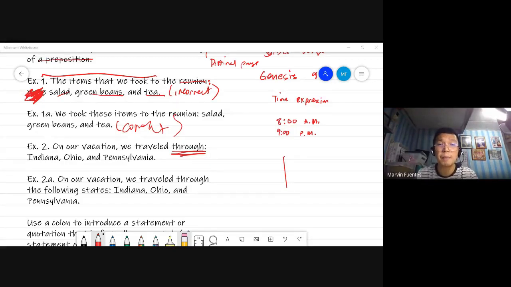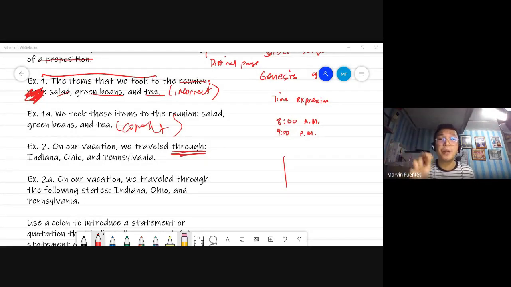Okay? What sentence number 1 wants to say is that they traveled to each of those states. So if you're going to put a colon right after the preposition, it is unclear. It's no longer clear because it no longer complements or connects. That's the keyword, remember the word complement. It no longer connects the list.